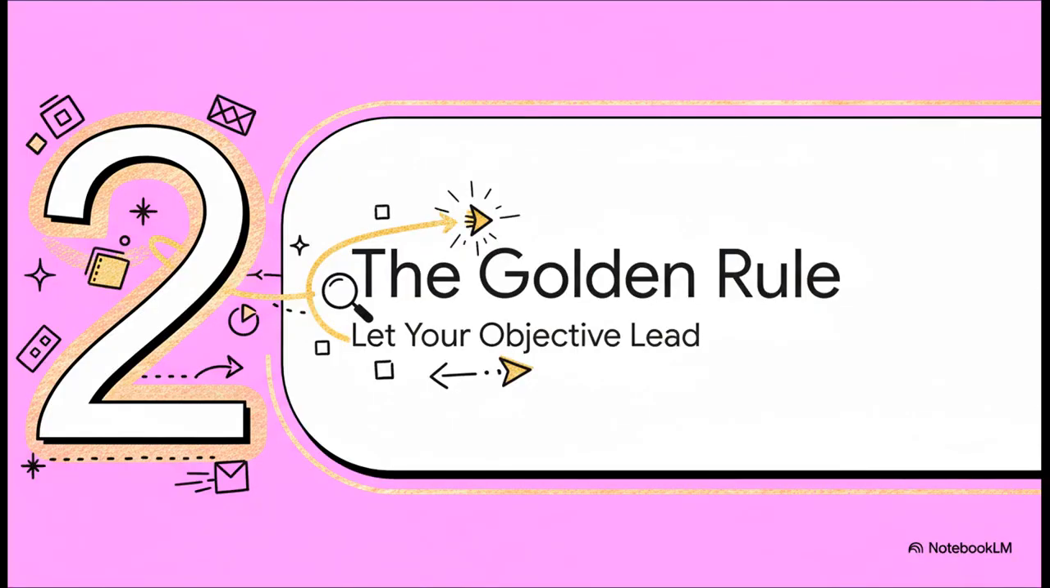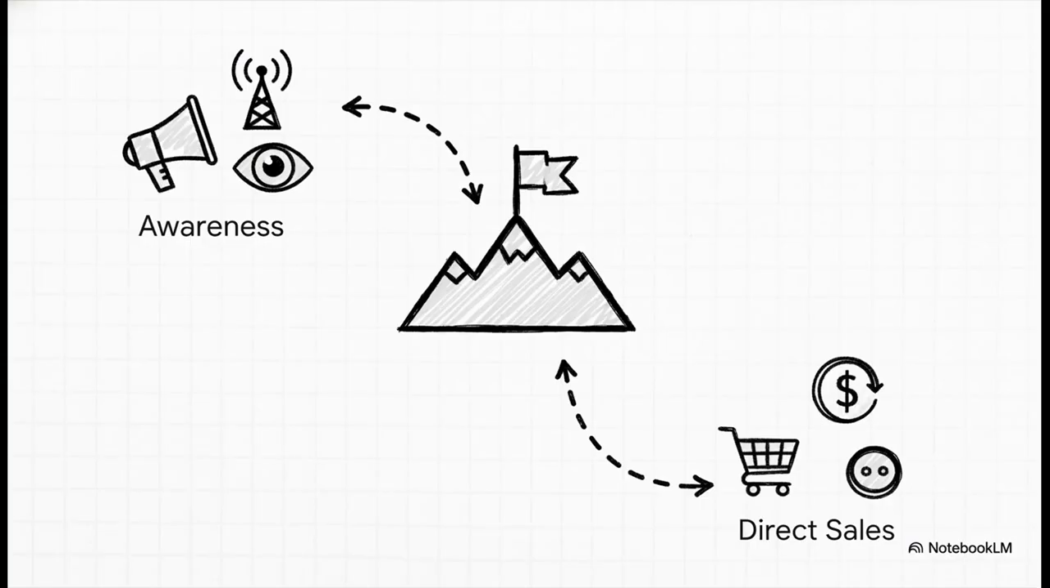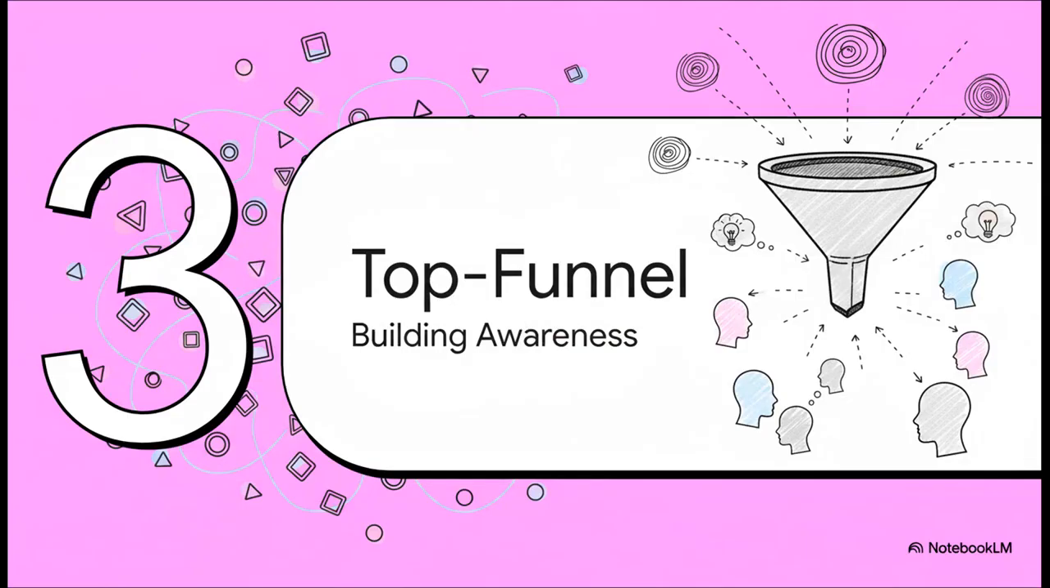So with all these different metrics staring you in the face, where on earth do you even begin? It all comes down to one simple golden rule that makes everything easier. Let your main objective lead the way. And this right here is absolutely fundamental. Your objective dictates your KPIs. I mean, think about it. The metrics you track for a big, splashy brand awareness campaign are going to be worlds apart from those for a campaign where you just need to drive sales, right? So before you even look at a single data point, the first question has to be, what are we actually trying to achieve here?